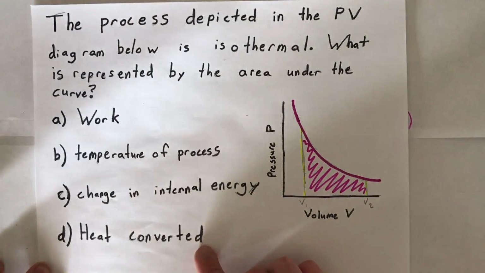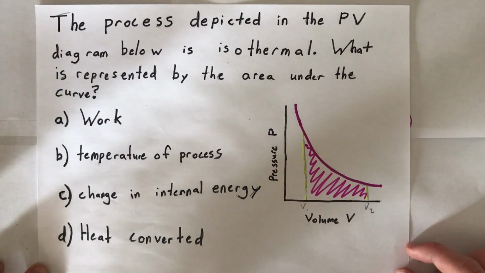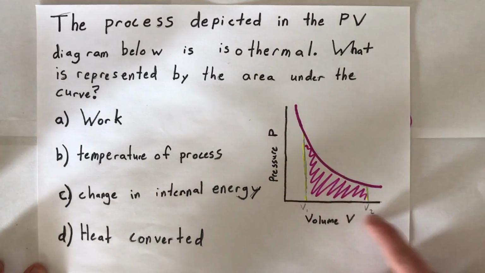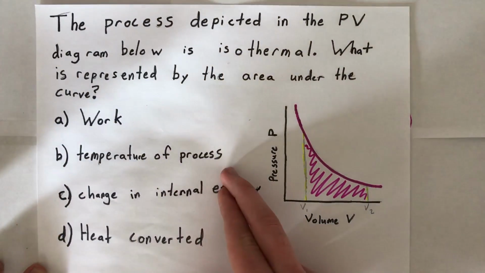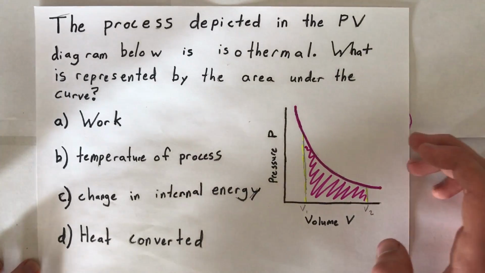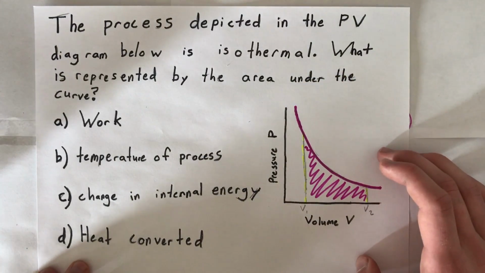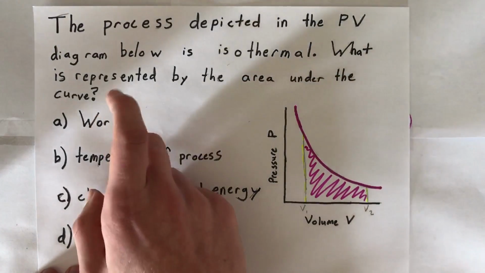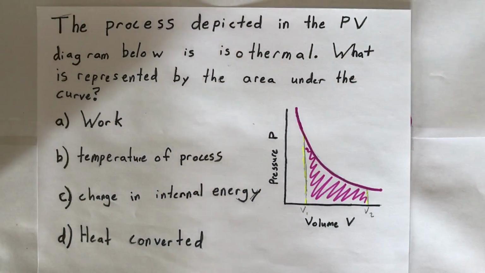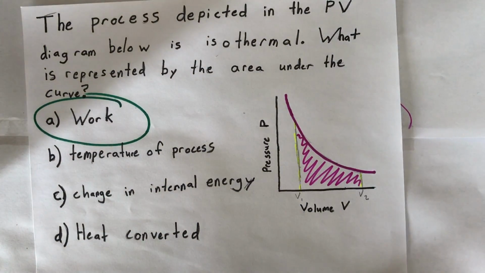So, let's go from the bottom up. Is it heat converted? No. Change in internal energy. We do use PV diagrams to help calculate that, but this is not the area under the curve. Temperature of the process. No, this is not how we would do that. We would have to use one of our formulas using a point within the process to figure that out. Instead, we know it is work. So, circle that. We know that we're right on that one. And now, we'll go into one of the harder ones.